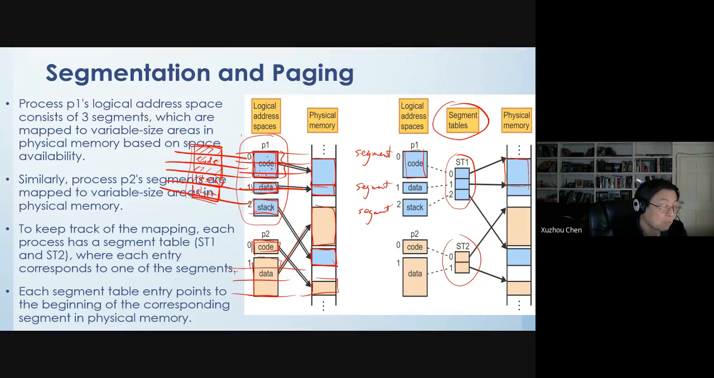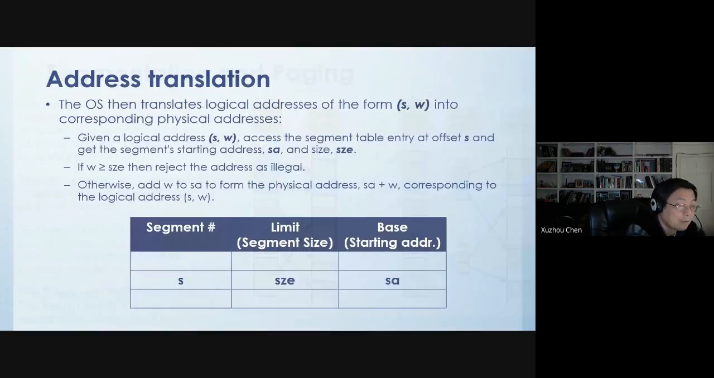Okay. So that's why for each segment, I actually need two values. One of the values is called a limit. Limit basically measures the segment size. And the base basically tells what the starting memory location for that segment is in the physical memory. That's the base. It's the starting address of this segment in the physical memory.